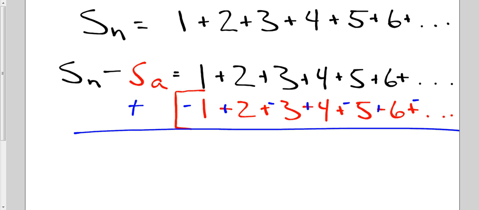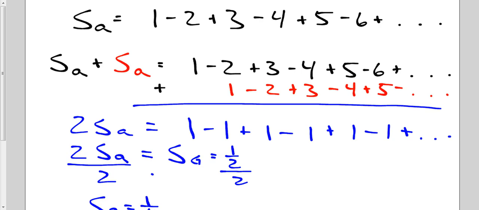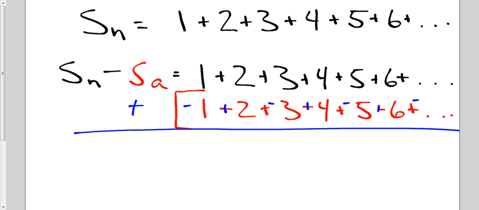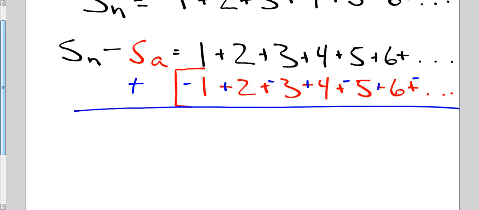Now, let's simplify the left-hand side of this equation. What did I say S sub A was worth again? That was 1/4, right? Right, from this last page? S sub A equals 1/4. So this left-hand side of the equation is S sub n minus 1/4, yes?